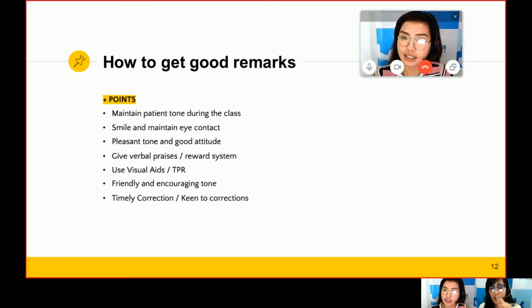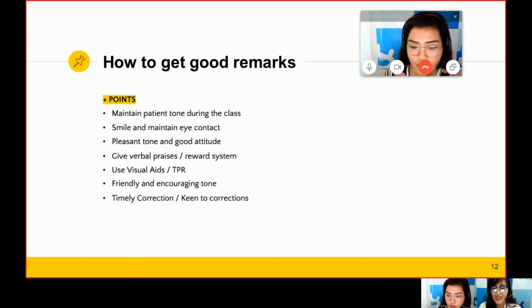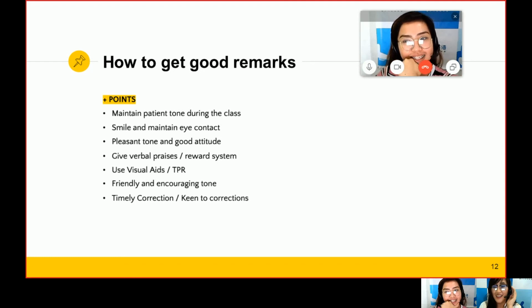TPR includes gestures. You describe it by your gestures, actions. Yes, physical response. Friendly and encouraging tone. Can you do this? Can you? You will answer, yes, I can. I can't hear you. And yeah, you encourage them to answer.